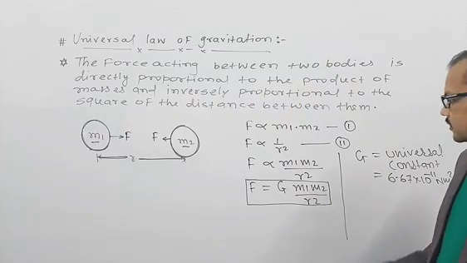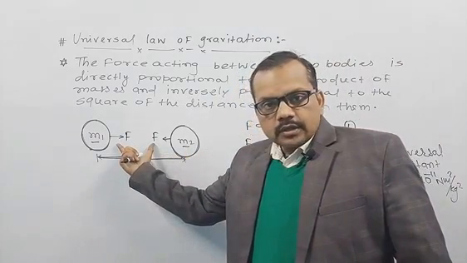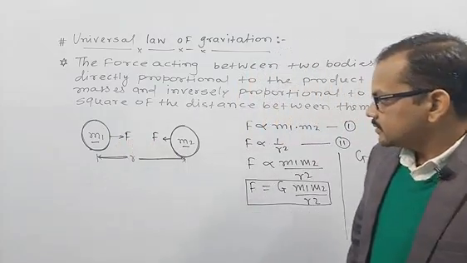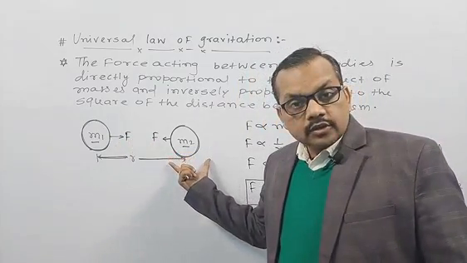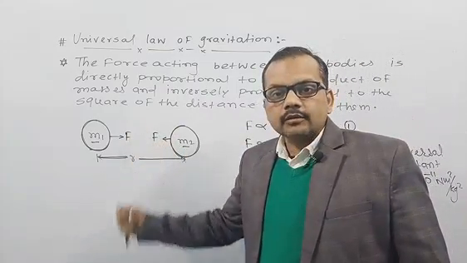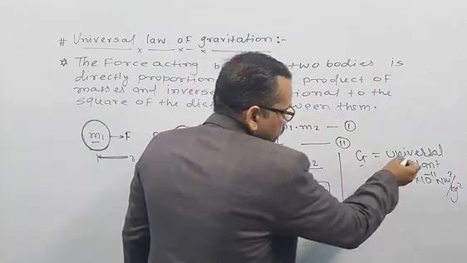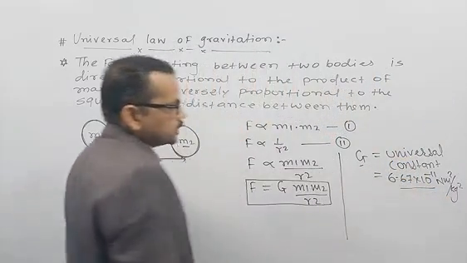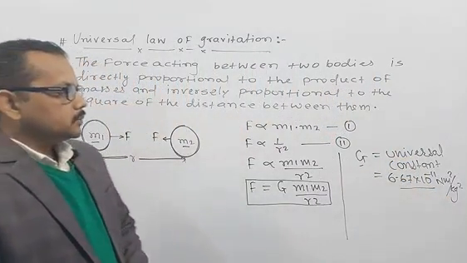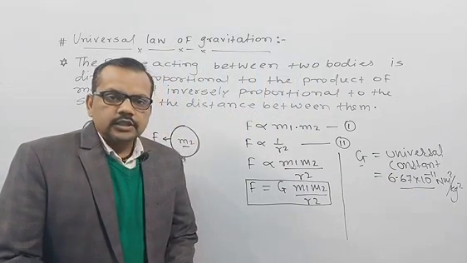The reason is that capital G does not depend upon the medium between two masses, the size of the two masses, and the place where this force is calculated. That's why this capital G is considered as the universal constant, and its value is 6.67 into 10 to the power minus 11 Newton meter square per kg square.